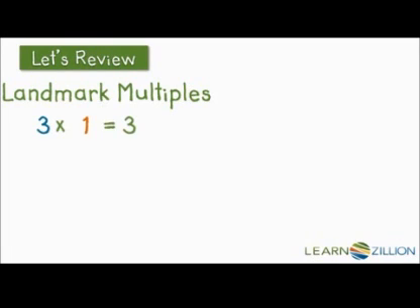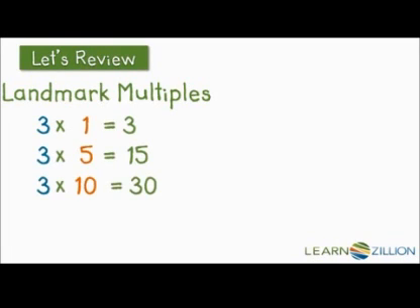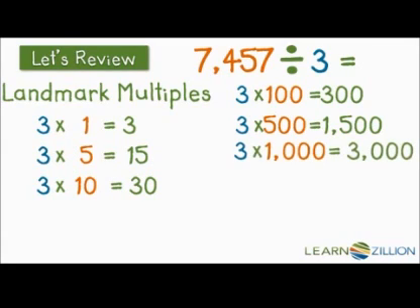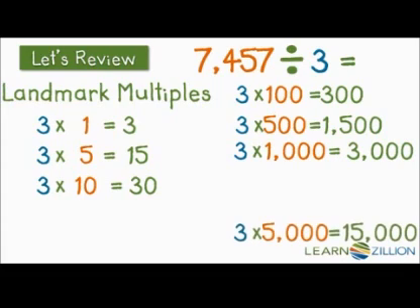Landmark multiples, groups of 1, 5, and 10, can help us get close to multi-digit dividends. But watch what happens when we're multiplying a large multi-digit number by a small divisor. 3 times 100 is 300. That's not going to really help us yet. 3 times 500, 1,500. So now we're into the thousands. And 3 times 1,000 is 3,000. But you'll notice there's still plenty of room left in the thousands place value. But 3 times 5,000, well, that's a little too large.